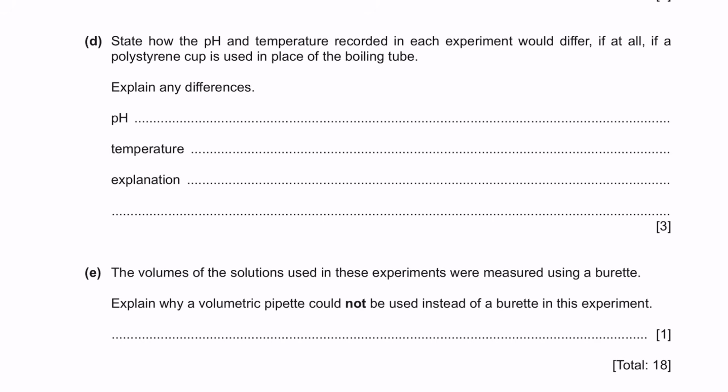Next, question D. State how the pH and the temperature recorded in each experiment would differ, if at all, if a polystyrene cup is used in place of the boiling tube. The pH of a solution is only dependent on the concentration, so there will be no difference for the pH. However, for temperature, using a polystyrene cup will indeed change the temperature because, compared to a boiling tube, it will prevent heat loss to the surroundings.